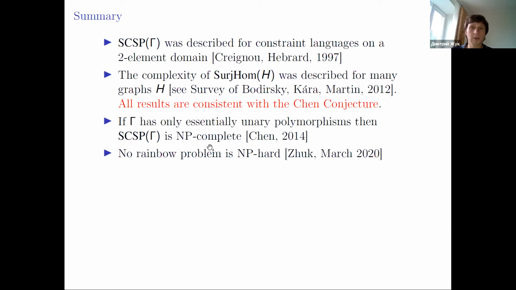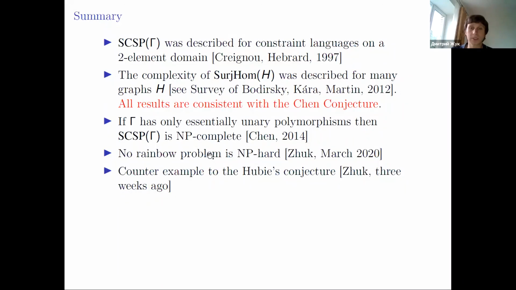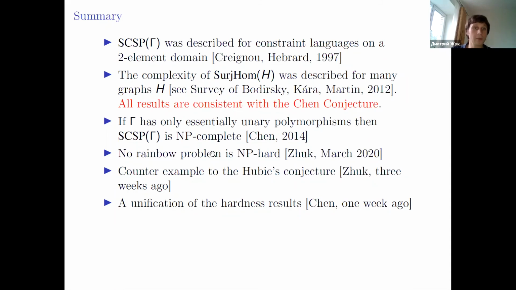Then, I guess 2 months ago, I proved that the no-rainbow problem is NP-hard. Then the really recent result, just 3 weeks ago: I found a counterexample to Hubie's conjecture. And just 1 week ago, Hubie Chen published a paper on arXiv with some unification of hardness results. He took my proof of the hardness result and managed to prove in the same way some other hardness results for surjective CSP. For me, his proof is still really complicated, because my proof has just 1 page and his proof has about 8 pages now.